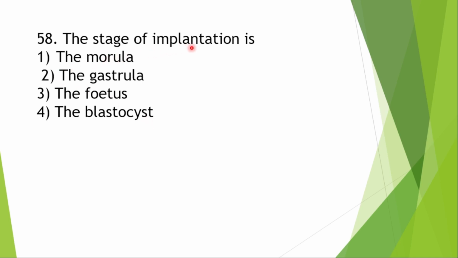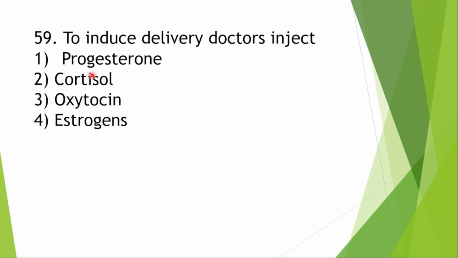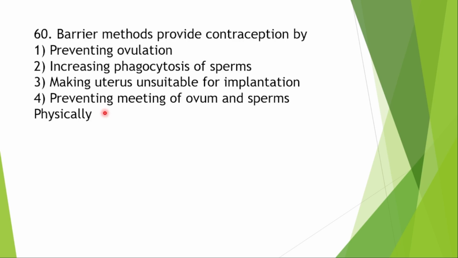58. The stage of implantation is the morula, gastrula, fetus and blastocyst. The right option is option 4, blastocyst. 59. To induce delivery, doctors inject progesterone, cortisol, oxytocin, estrogen. They inject oxytocin.